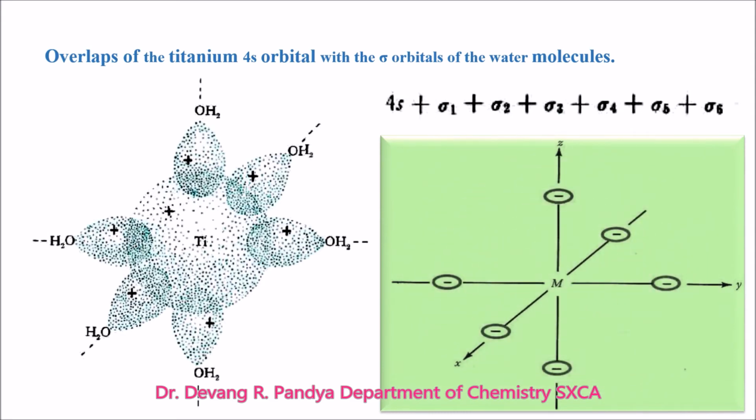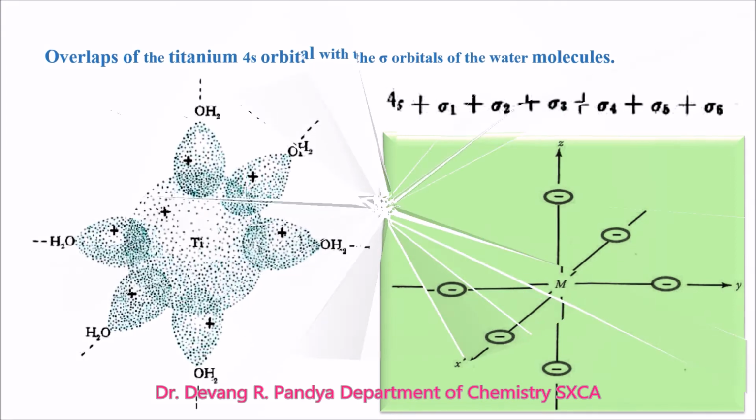So here you can see that this is the metal ion and these 6 point charges approach from the axial side to the center.